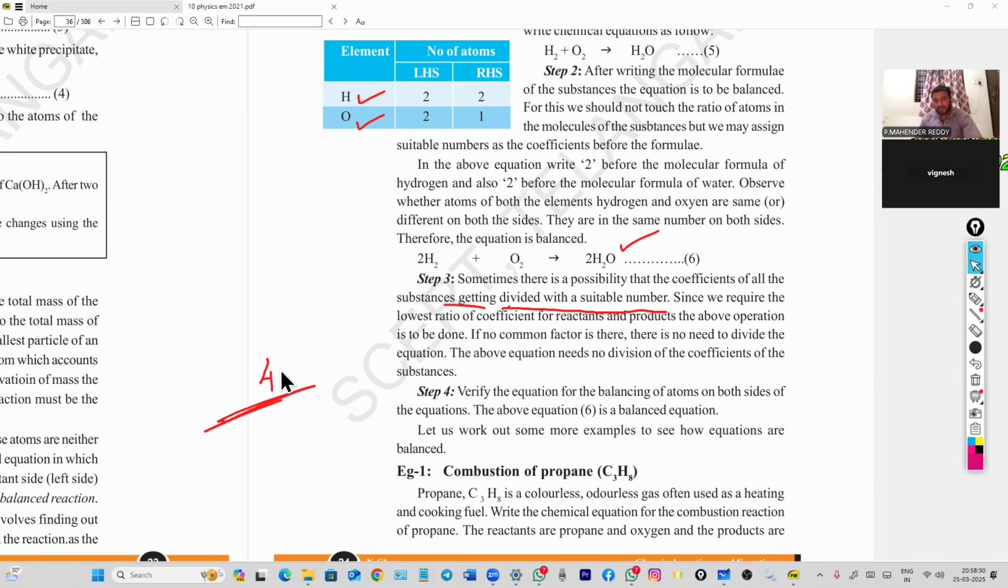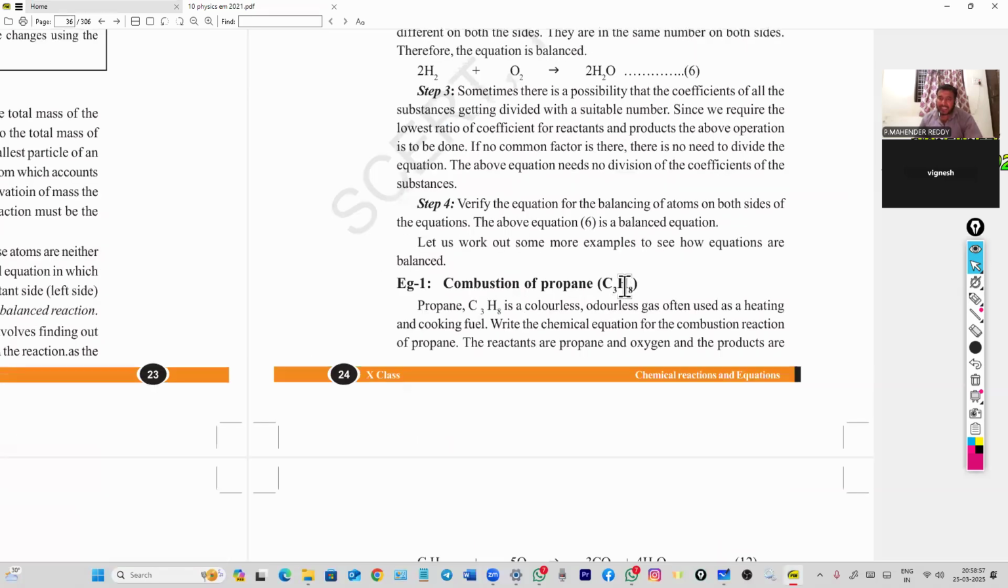Now, next question. Next one, propane. Combustion of propane, C3H8. Why is it called propane? If 3 carbons are there, then it is called prop. 3 carbons are called what? Prop. And this is the H. With the H, it is called propane. Now you will revise and get this. Regarding this, you will get the information in carbon and its compounds. Why is C3H8 named propane?